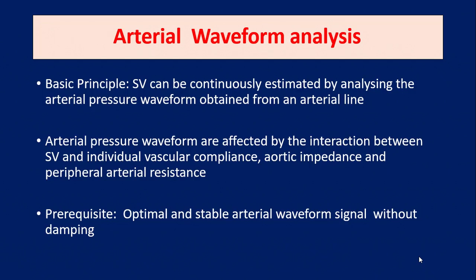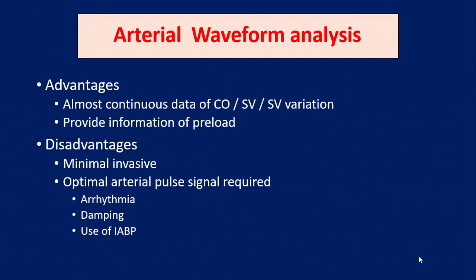Prerequisite: optimal and stable arterial waveform signal without any damping. If damping is there, signals are not true, and the whole reading will go haywire, the cardiac output reading. So advantages: almost continuous data of cardiac output, stroke volume and stroke volume variation, which provide information on preload. Disadvantage: it is minimally invasive, so it may not be very accurate.